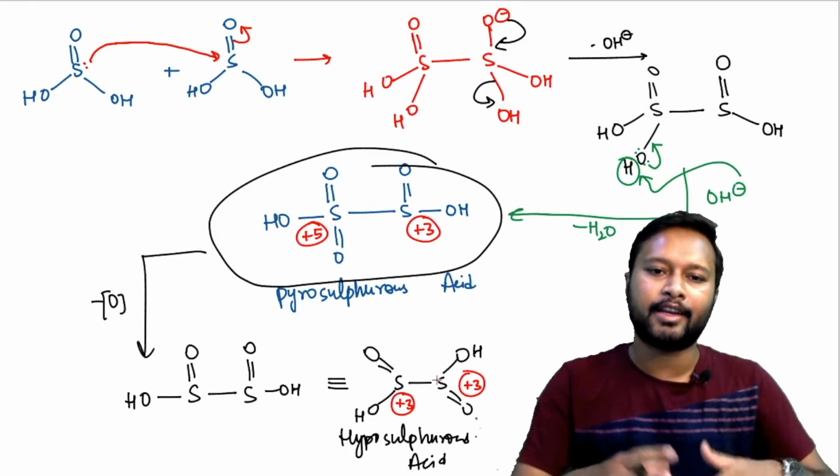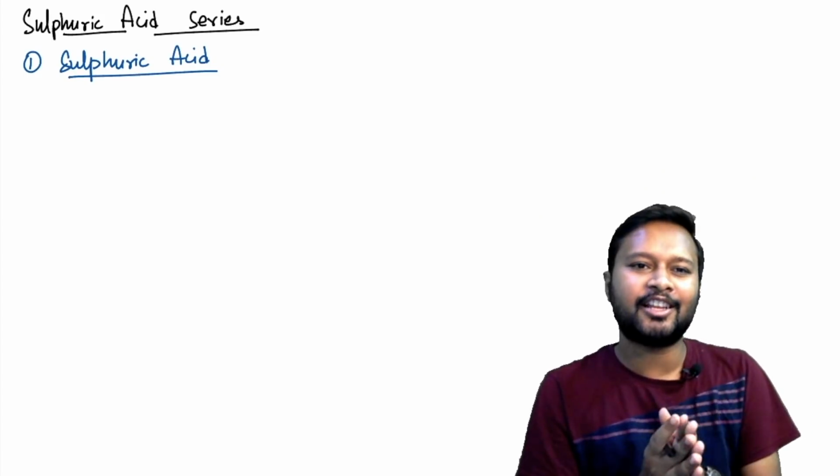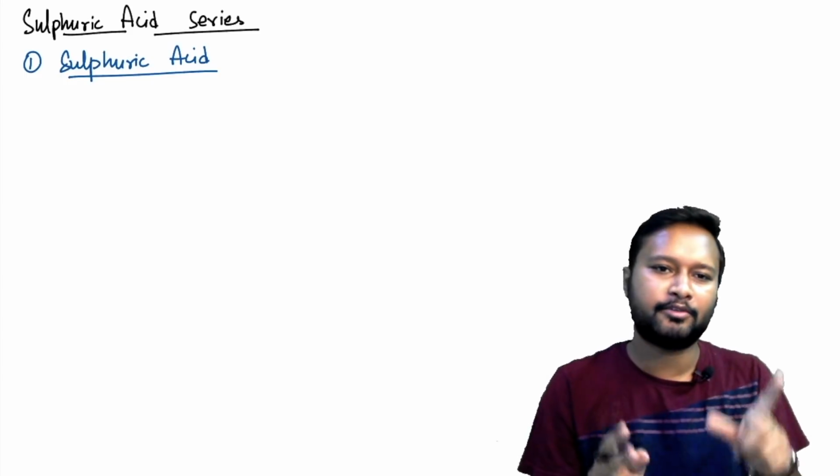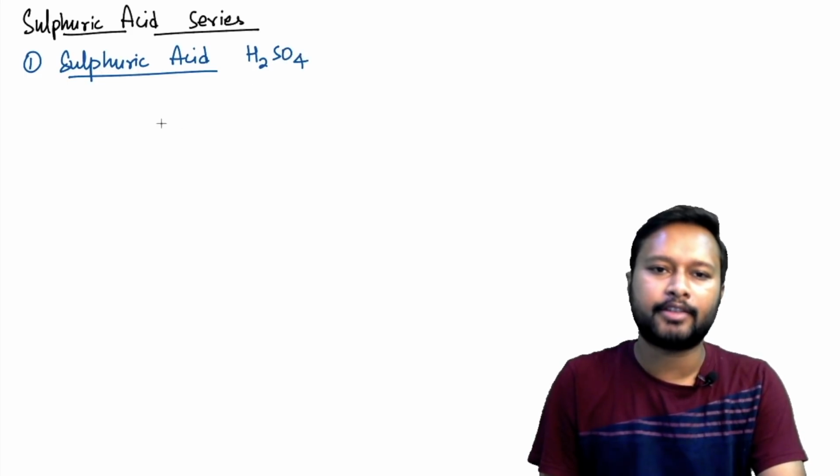So let's quickly see how to derive or find out the structures of them. Alright, so the next series is the sulfuric acid series. The first one which we will take is sulfuric acid itself. The formula is H2SO4, we all know that. The structure, how to make it.